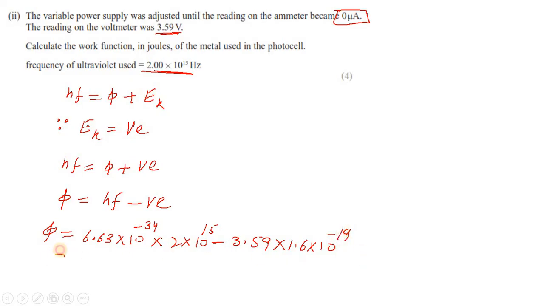When you solve this, phi would be equal to 7.556 or 7.6 × 10^-19 joule, and that calculates the work function in joule. So okay, this is your final answer.